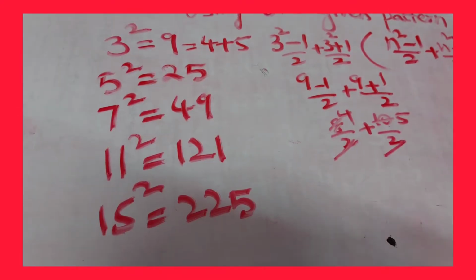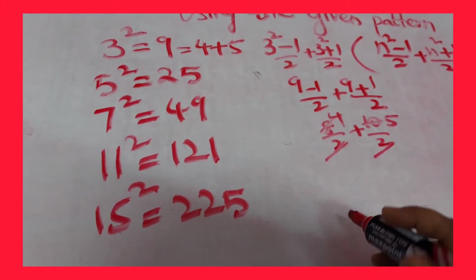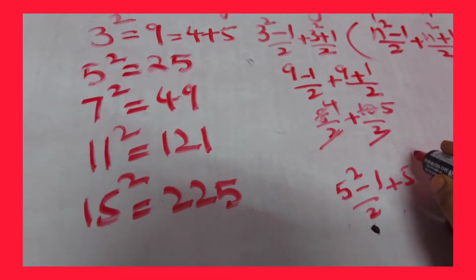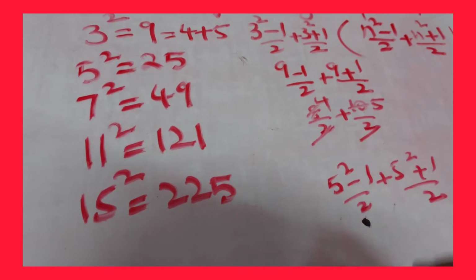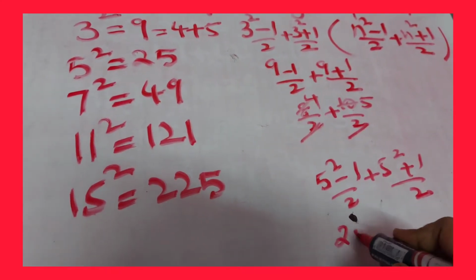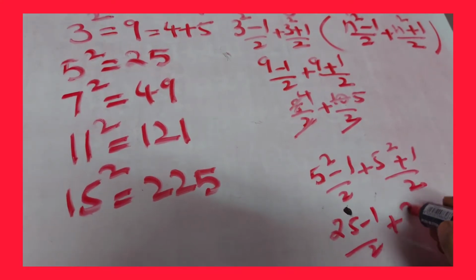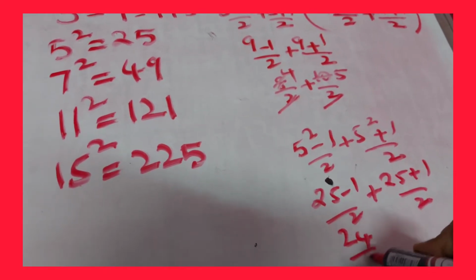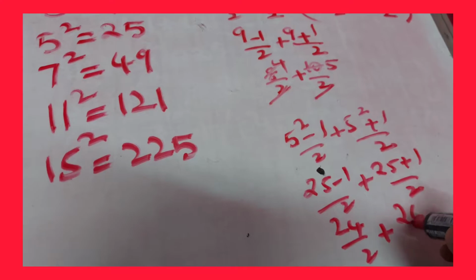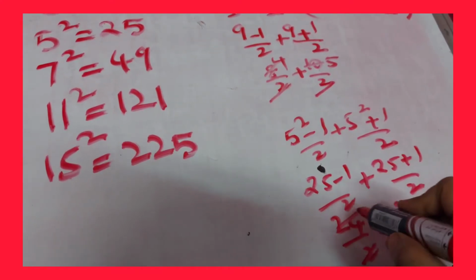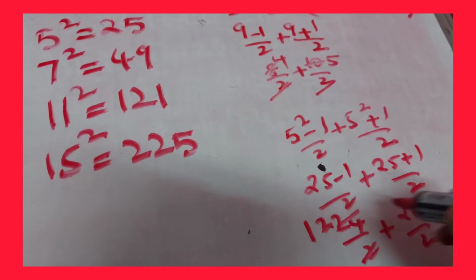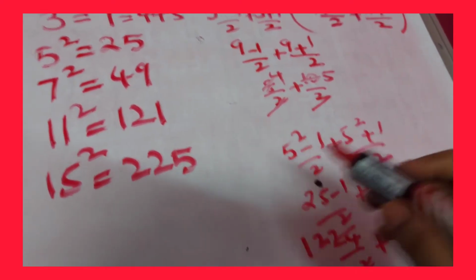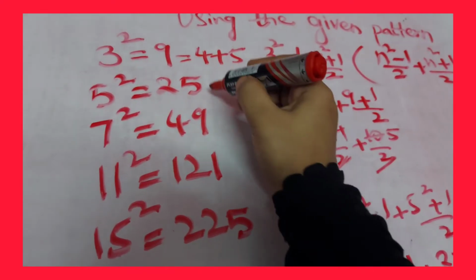Okay. 5 square is equal to 25. Again n square, what is n square? (5 square minus 1) by 2 plus (5 square plus 1) by 2. So what is 5 square here? 25. 25 minus 1 by 2 plus 25 plus 1 by 2. 25 minus 1 is 24. 24 by 2 plus 25 plus 1 is 26 by 2. Again here 2 12s are 24, 2 13s are 26. So you have to write here 12 plus 13.